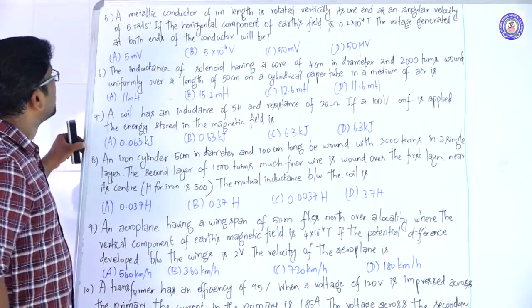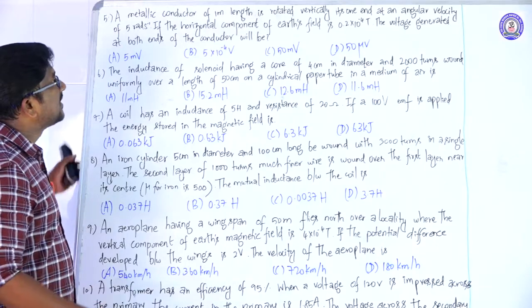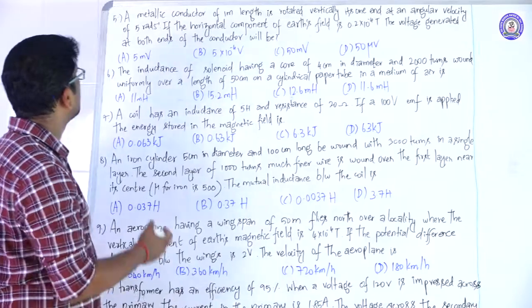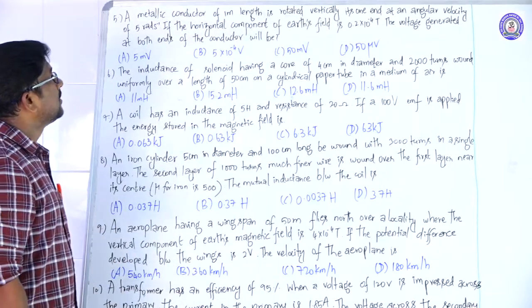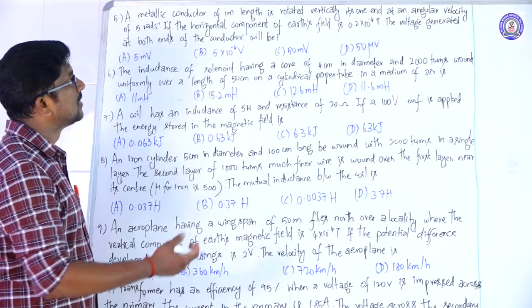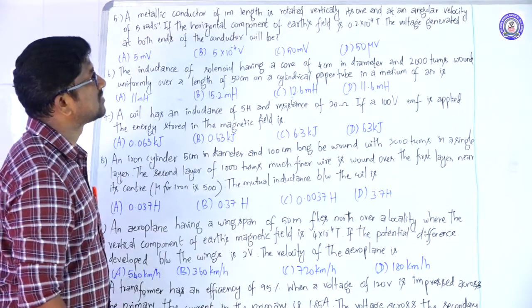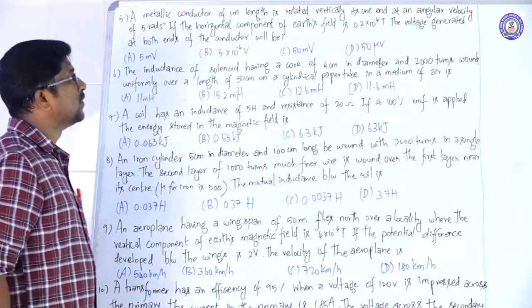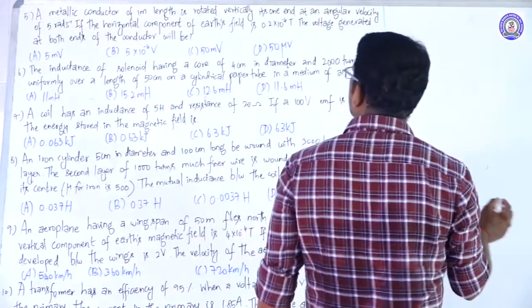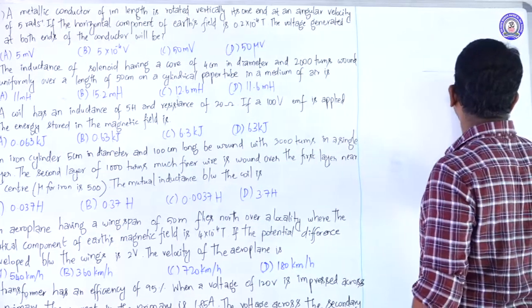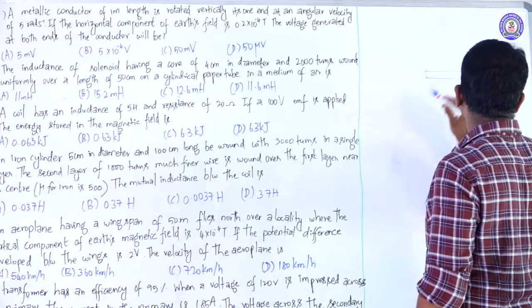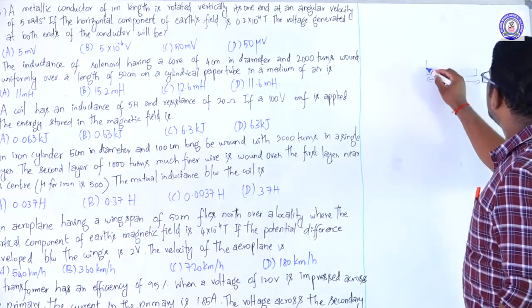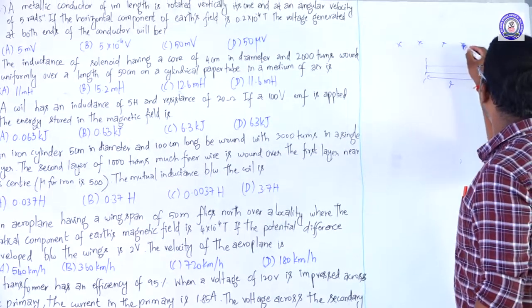Next, fifth problem. A metallic conductor of 1 meter length is rotated vertically about one end at an angular velocity of 5 radian per second. If the horizontal component of Earth's field is 0.2 into 10 power minus 4 Tesla, the voltage generated at both ends of the conductor will be. Right. There is a metallic conductor. Suppose the length of the metallic conductor is L, and it rotates in the uniform magnetic field.